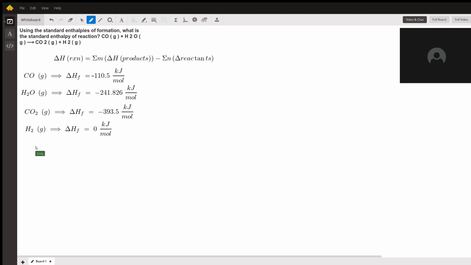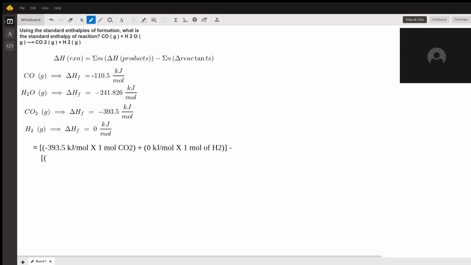Okay, so let's start with the products. For the products, we have 1 mole of carbon dioxide, which has a value of -393.5 kilojoules per mole. And that's going to be multiplied by 1 mole of carbon dioxide. That is then added to 1 mole of hydrogen, which has a value of 0 kilojoules per mole, multiplied by 1 mole of hydrogen. Then that's going to be subtracted by the reactants.